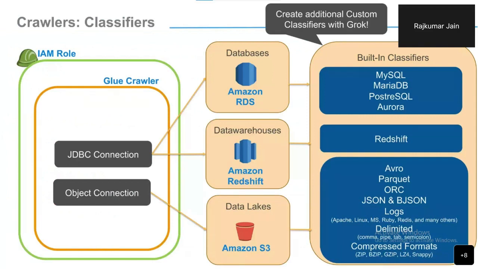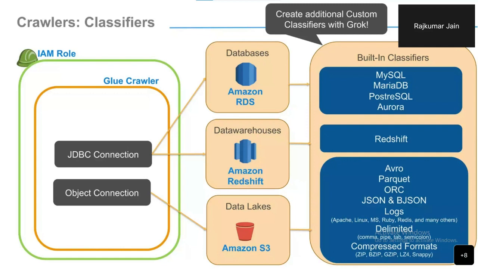As I said, initially it gave only two kinds of connections, but now the connection types have also increased. Initially the custom connector was provided for JDBC and object connections, but now we have multiple connectors, and we can also create a custom connector. With a Glue crawler, using the JDBC connection, we can connect with RDS databases such as Postgres, MariaDB, Oracle, SQL Server.